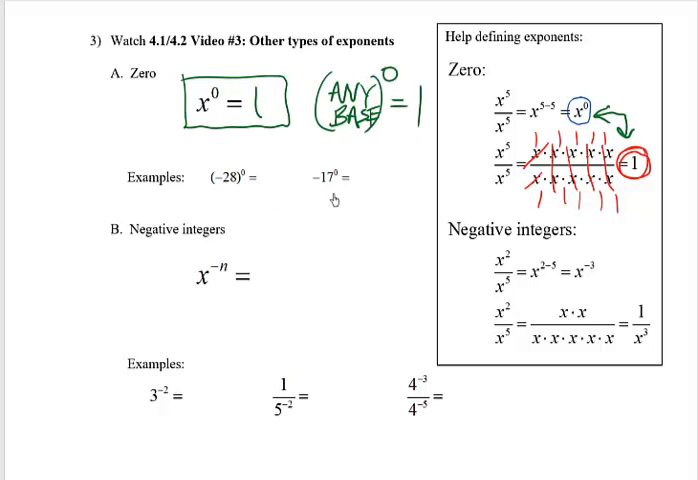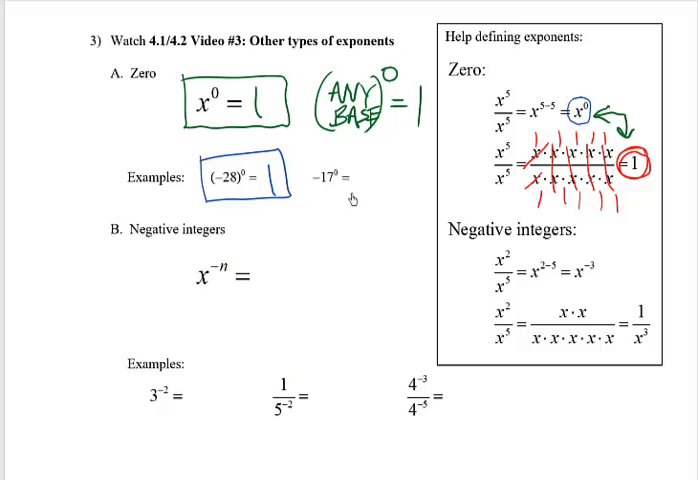In fact, I would encourage you to pause the video and try these examples on your own. The first example says we have negative 28 to the 0 power. Well, I hope that this one is very, very easy for you. We just got through saying that any base raised to the 0 power is 1, period. End of story. That's it. How about the second one? Does that mean this is 1 as well?